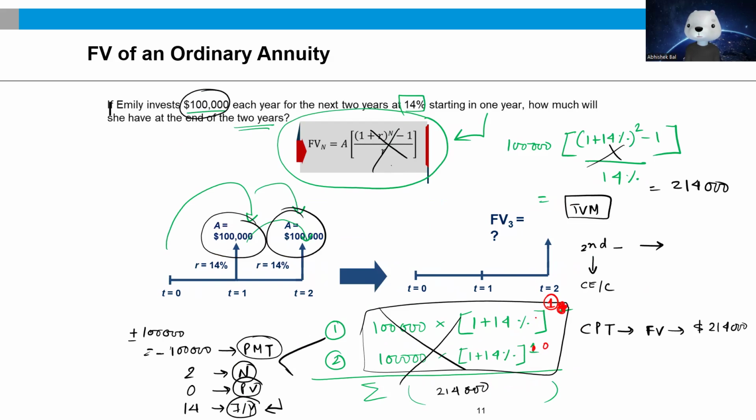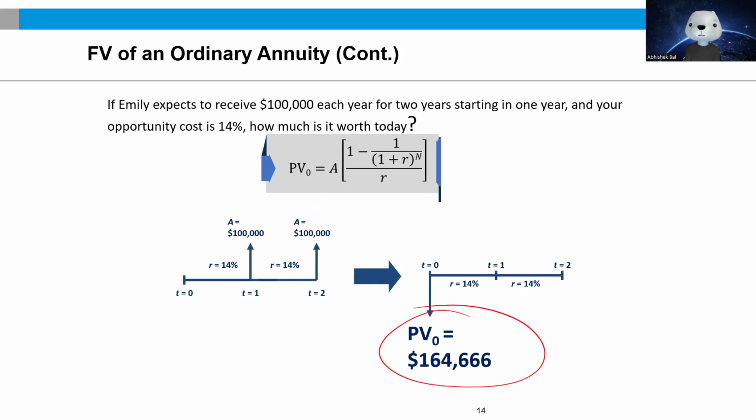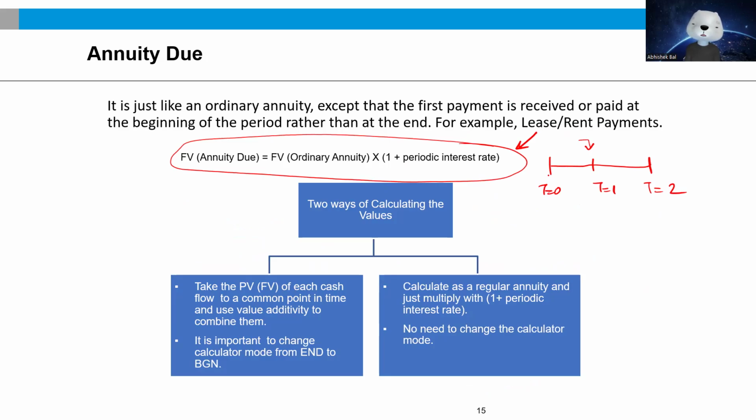So let's imagine the same investor investing the same $100,000, but this time around, instead of at the end of the year, she makes the investment at the beginning of the year. So she makes an investment of $100,000 out here at the beginning of the year itself, and then another $100,000 at the beginning of the second year itself. So what is going to be the lump sum that she should receive at the end of year number 2?